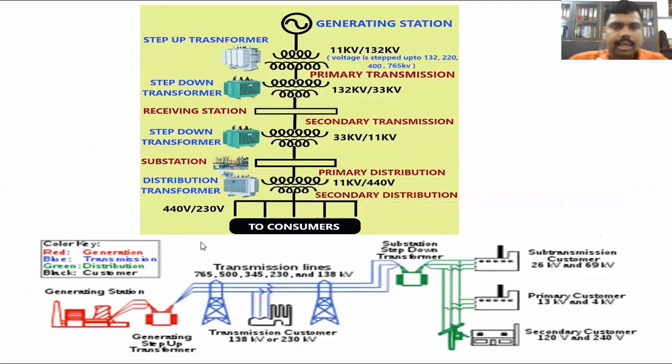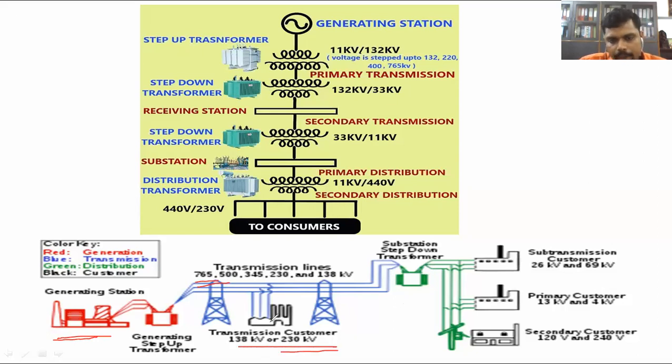Now, you can see this is the schematic diagram of the generating station. Only the power plant uses a step up transformer. All the remaining ones use step down transformers. The generating station is constructed far away from the consumers, so with the help of the step up transformer, they boost the voltage. Maximum in India, the transmission line is 765 kV. They are transferring the voltage.